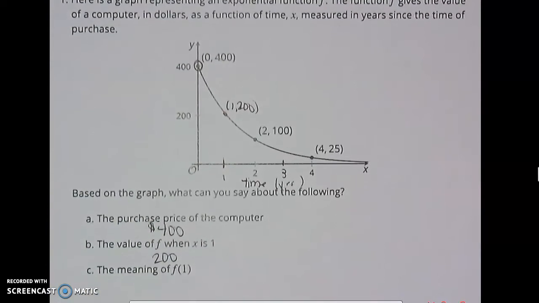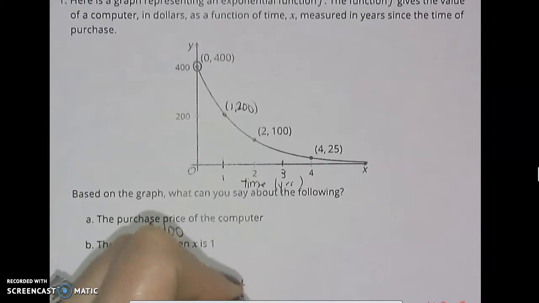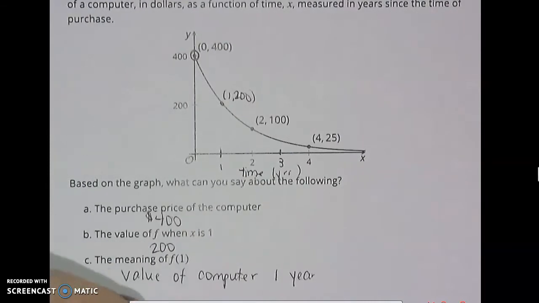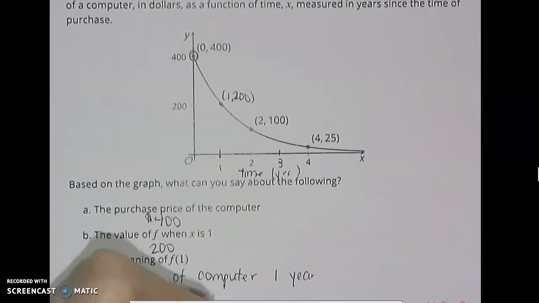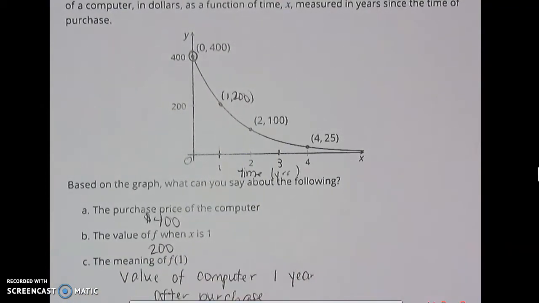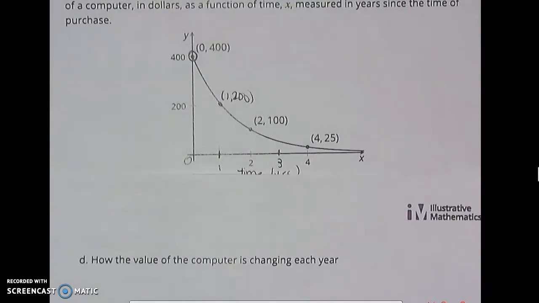So what is the meaning of f of 1? So this is the value of the computer 1 year after purchase. Okay, this is the input value. The input is here along the x-axis. That means that it is 1 year after the computer has been purchased, what the value of it is. Okay, specifically, it's $200. All right, so let's look at a few more questions that we have going on with this.